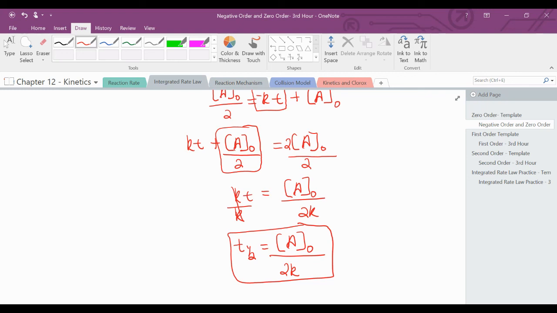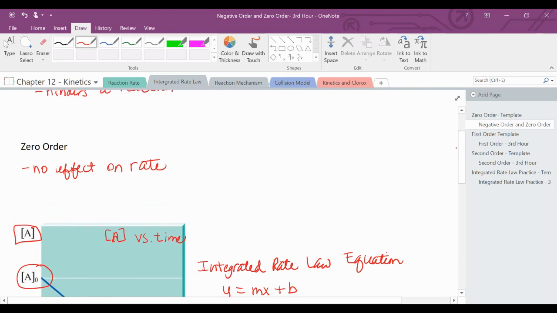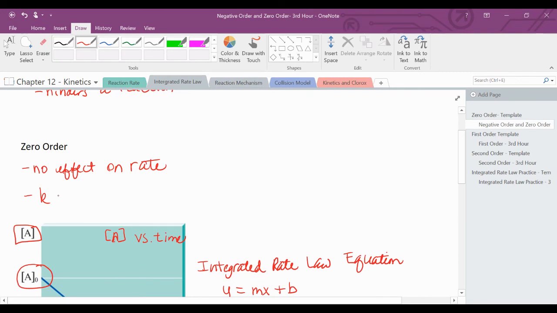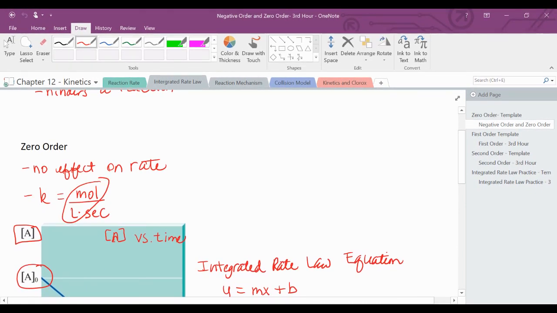Okay, and then the last thing we need to talk about is K. So if what I said earlier is true, that this has no effect on the rate, then this means that the K would have units that match the rate. So this would be moles per liter times seconds. Because remember, this moles per liter is molarity. So it's molarity per second. All right, those are our notes for zero order, and also our notes for a negative order of reaction.